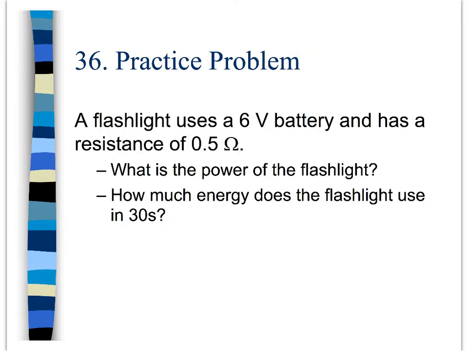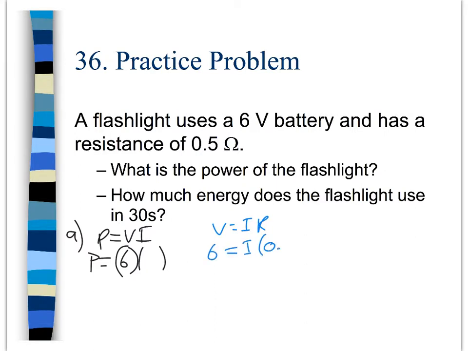For this practice problem, we have a flashlight that uses a 6-volt battery and has a resistance of 0.5 ohms. What is the power of the flashlight? Well, power is just voltage times current. So we're going to take our voltage, 6, times our current, but unfortunately we don't know our current. So we need to solve for that, and we can do that using Ohm's law, V equals IR. So 6 volts equals our current times our resistance, 0.5. And we find that our current is going to be 12 amps. I can then substitute that into my power equation, and I find that the power consumed by this flashlight is going to be 72 watts.